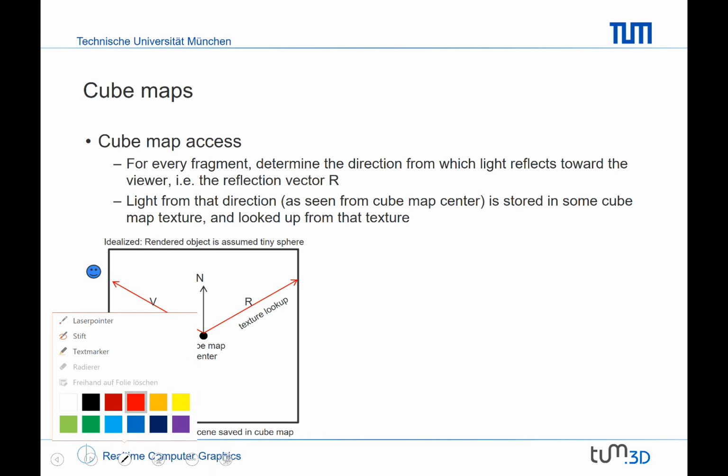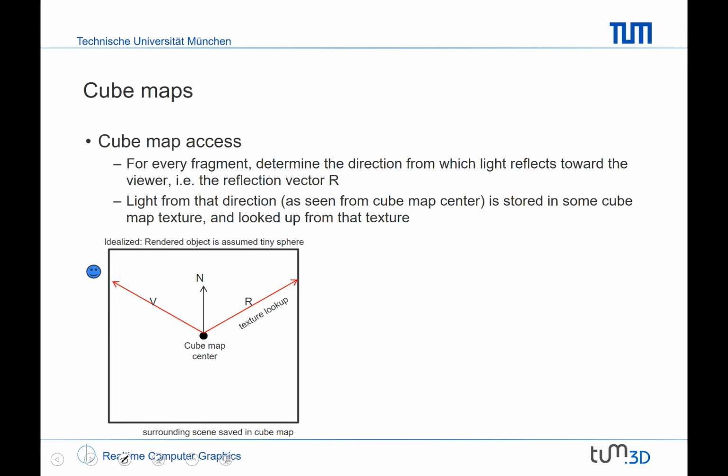Okay. So now let us look at a certain point here. That is a point on a surface, and we are looking from here. And now let us first of all forget completely about the cube map. Let us just ask, okay, we want to determine the point of the environment which reflects in that point here towards the viewer. How would we do this?